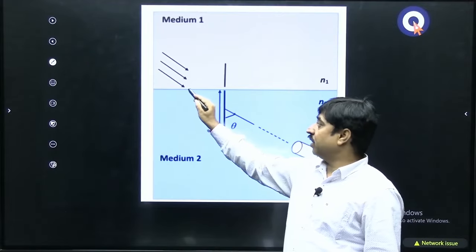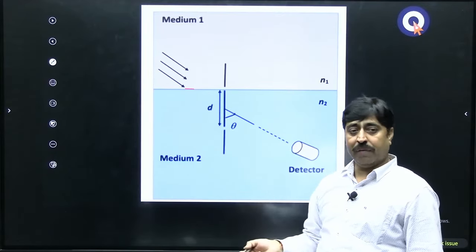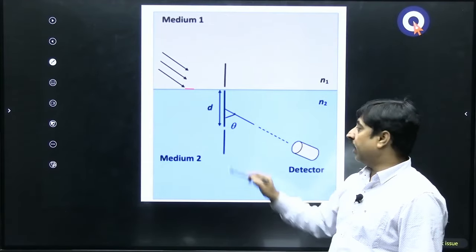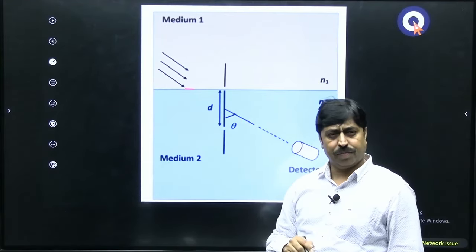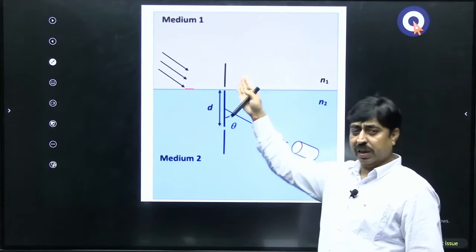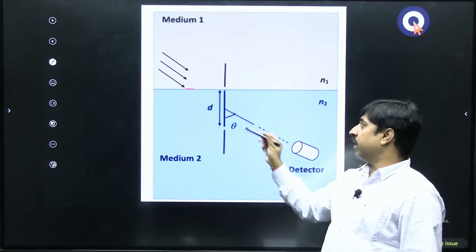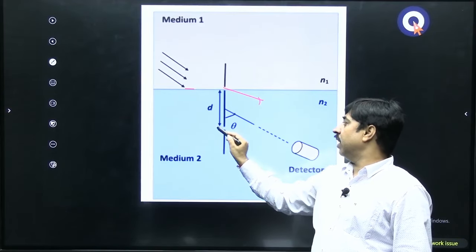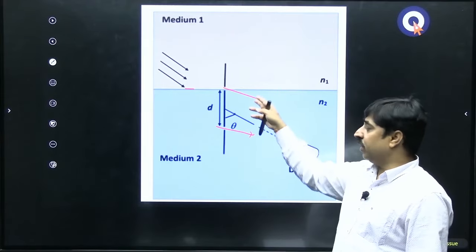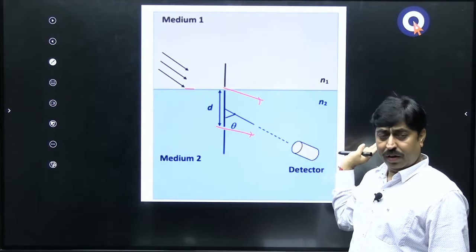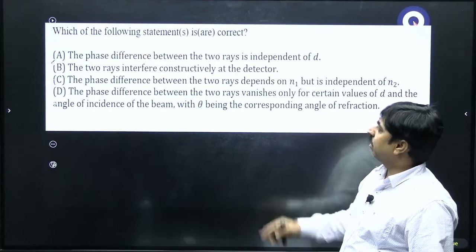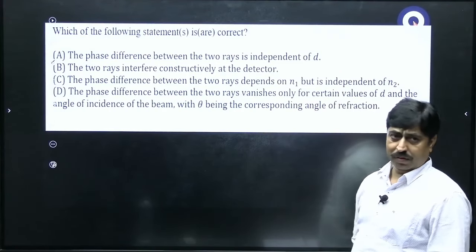After refraction, here refraction will occur. So after refraction, light travels in this direction. Theta is the angle of refraction. So there is a detector at a very large distance from this slit plane, and it receives light coming from this slit as well as this slit. So there is an interference of these two light beams at a faraway distance from the plane of the slit, and then there are questions that have been asked.